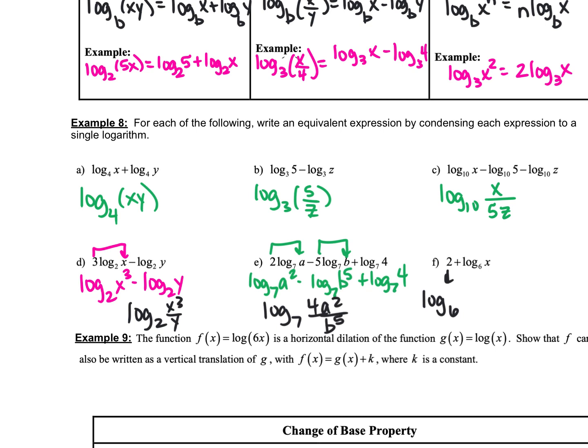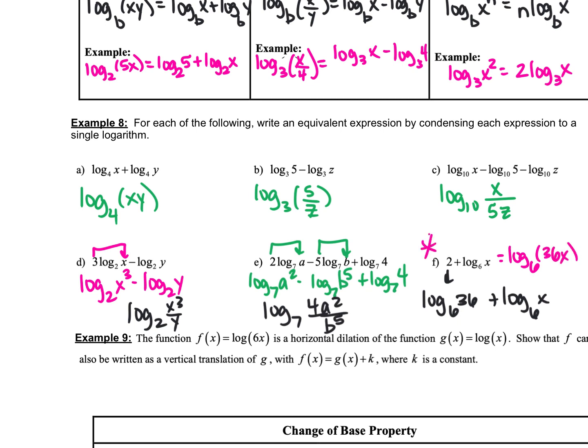All right, so here's how we think about it. 6 to the second's what? 36. Okay, I just rewrite 2 as log base 6 of 36. It's still equivalent. Okay, I'm going to keep my plus log base 6 of x. And so now if we want to write it as a single logarithm, log base 6, and what would I do with my values? I multiply. So I'd have 36x.